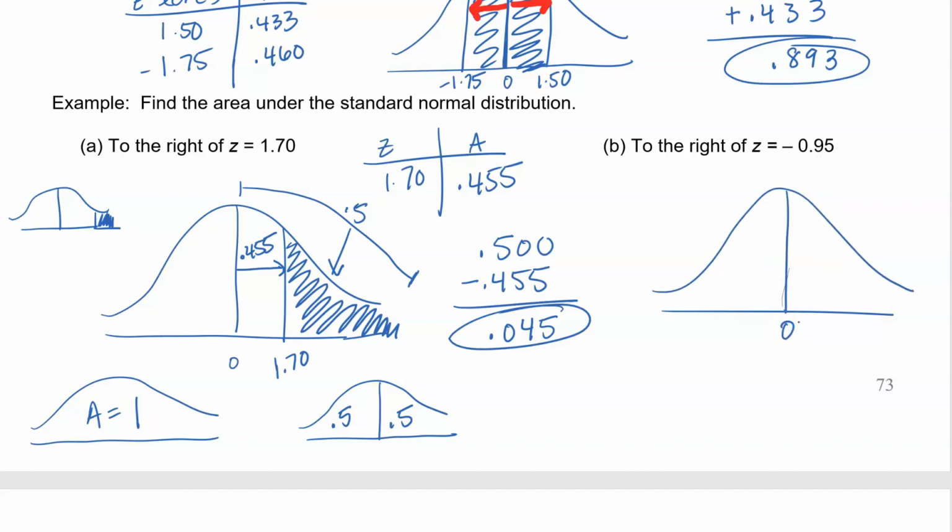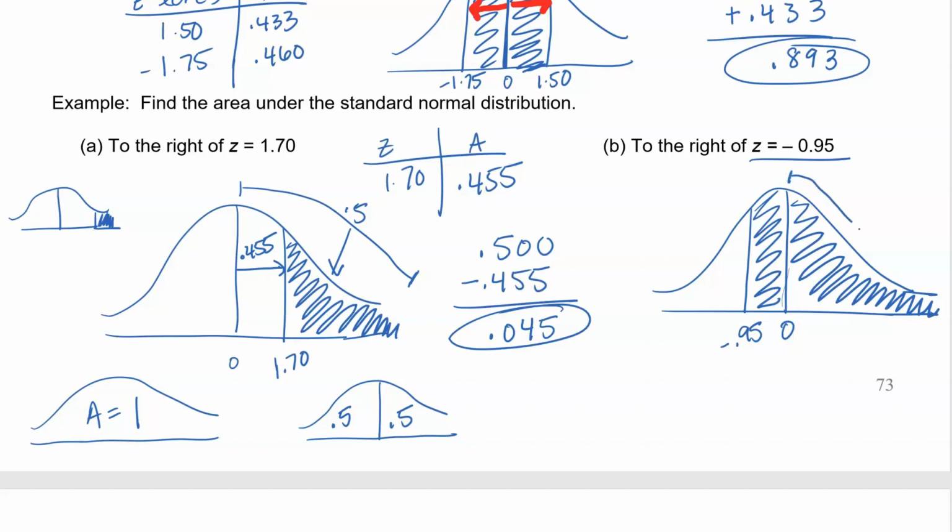Okay, so the next one, I'm going to put 0 in the middle. We've got a negative z-value, so I'm going to the left of 0, so negative 0.95, and we want the area to the right of that. So that means all of this, and we're not stopping at 0, we're going all the way to the right. Okay, so remember from the last example that the entire right-hand side of the curve and the left, this is all 0.5.